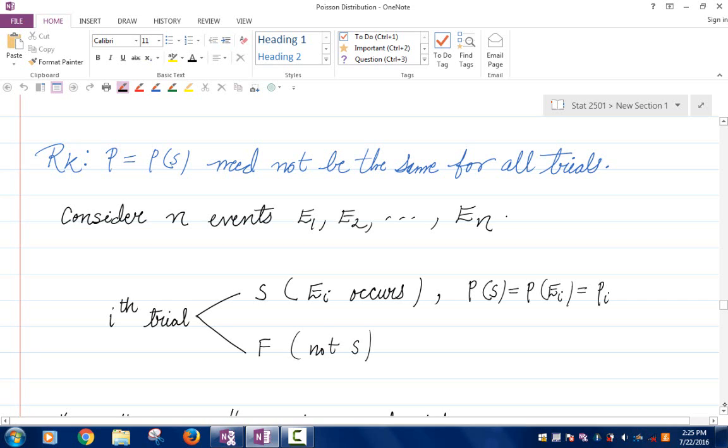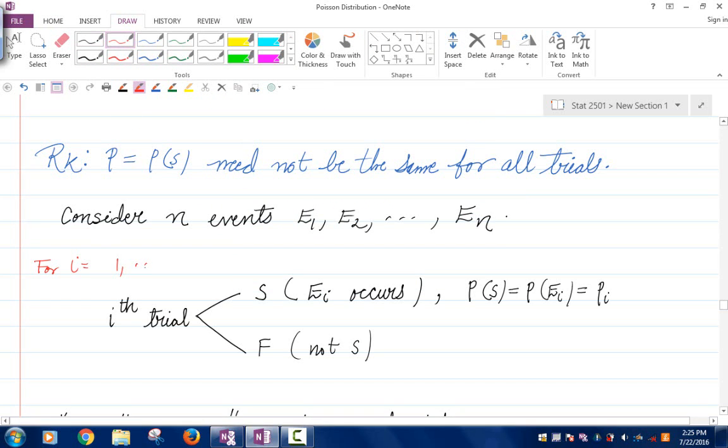Consider n events, E1, E2, ..., En, and define n trials in the following way. For each i between 1 and n, the ith trial has two outcomes, success or failure. Success means that the event Ei occurs, and failure means that the event Ei doesn't occur. And the probability of success here is the same as the probability of Ei, given by pi.